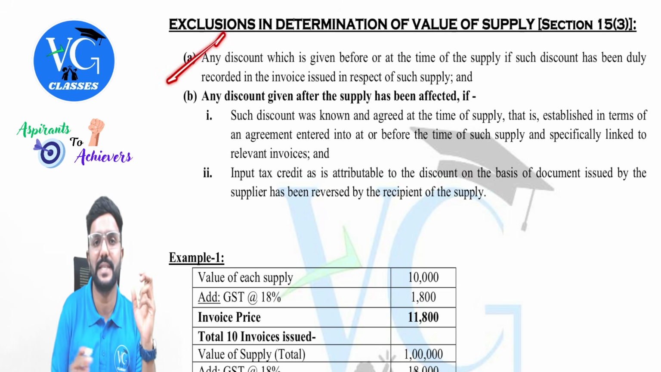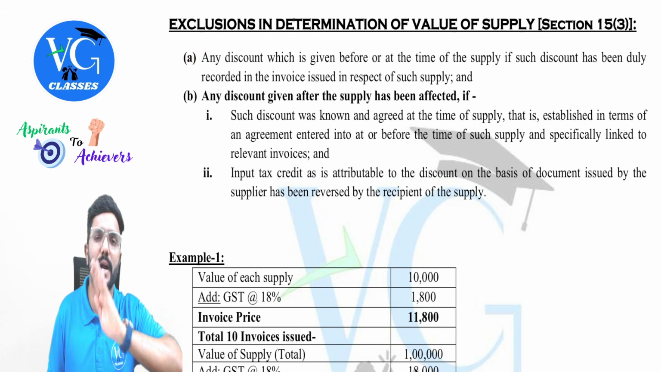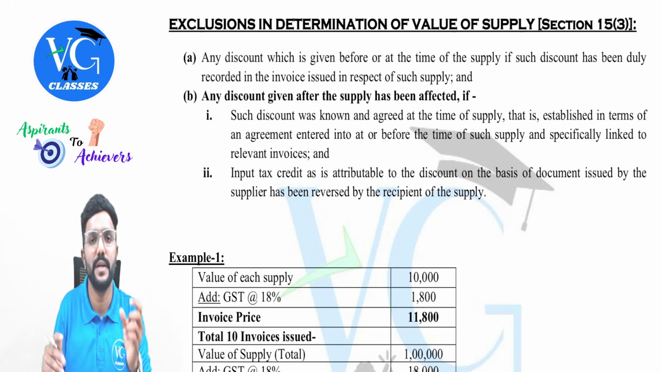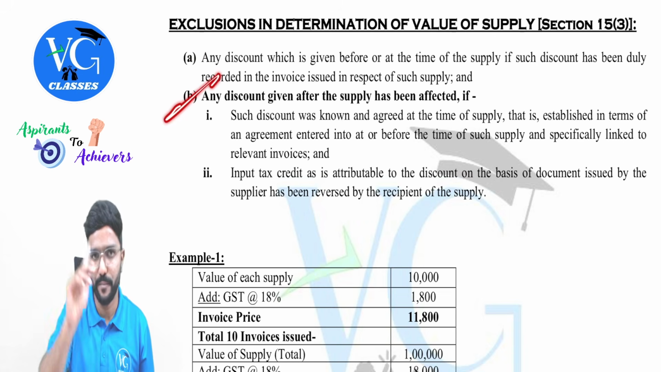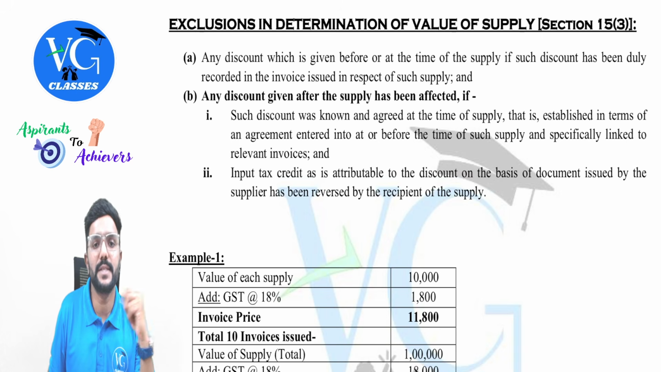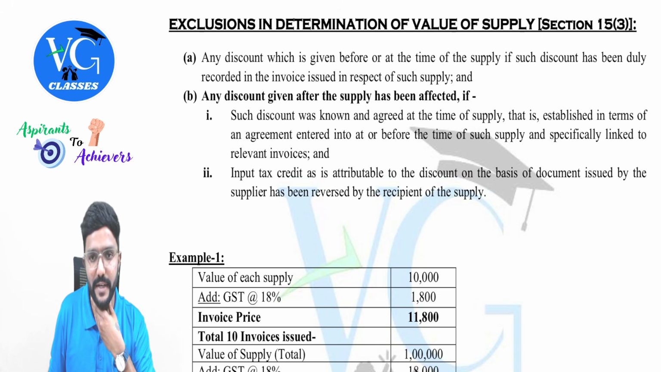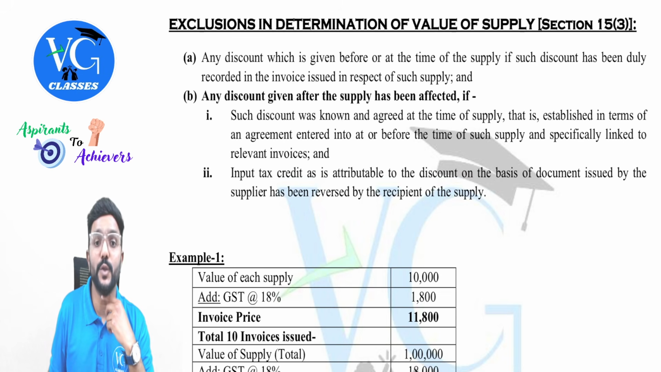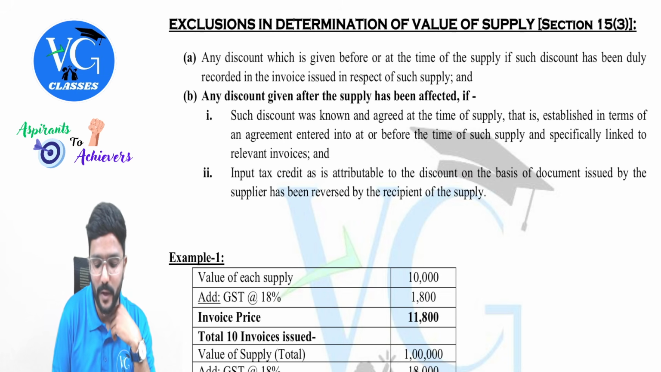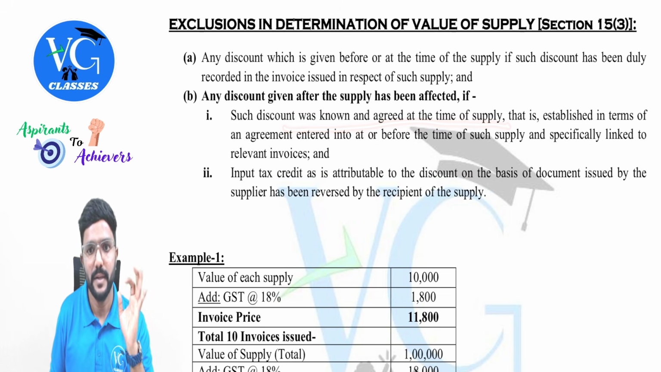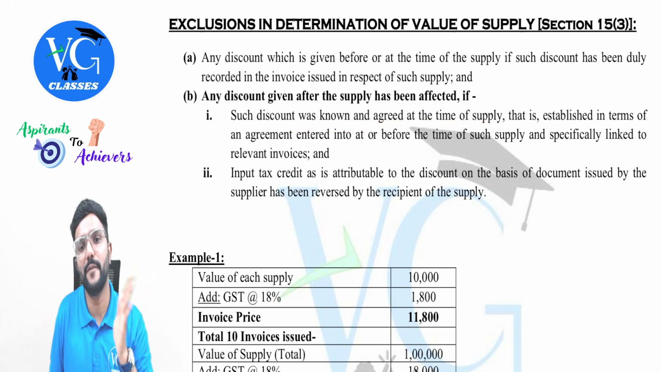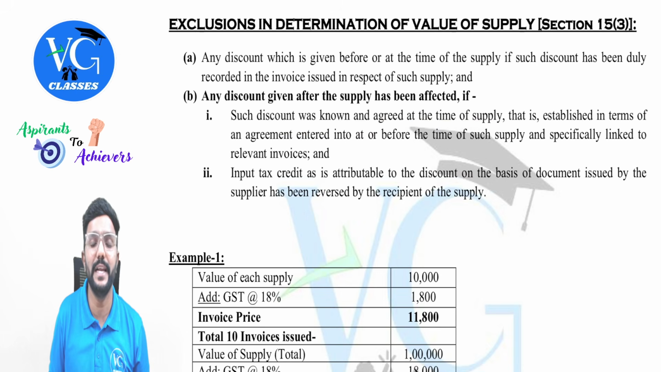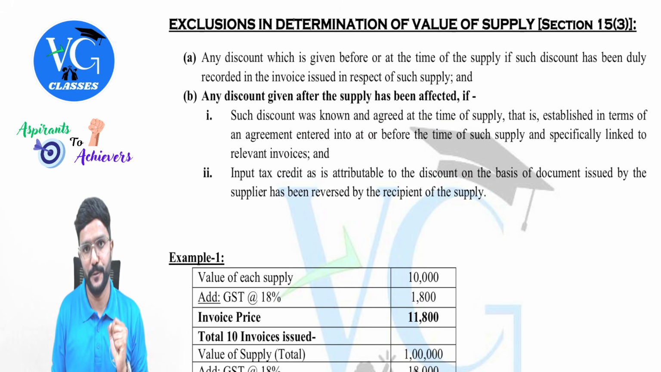So if this condition is satisfied, where the discount is given at the time of supply and it is recorded in the invoice, then while calculating the value of supply, the supplier can reduce that discount element. Yes, the second part. This is important, so pay attention. Any discount given after the supply has been effected, if such discount was known and agreed at the time of supply. Okay, it was already known and agreed. That is established in terms of an agreement entered into at or before the time of such supply and specifically linked to the relevant invoices.